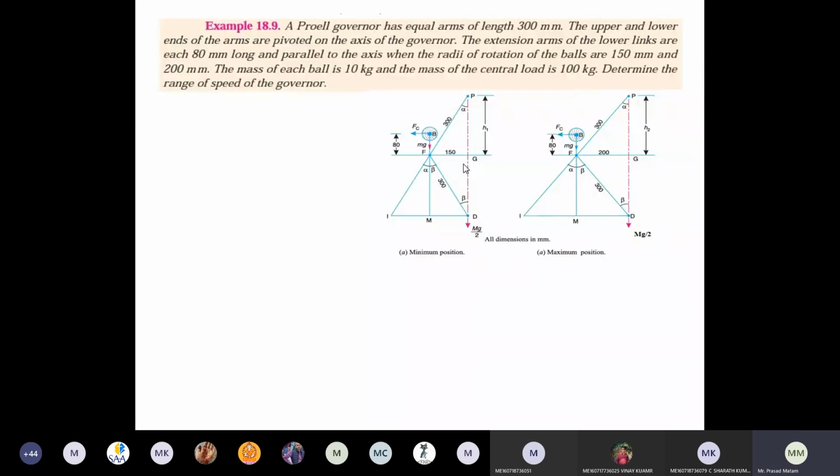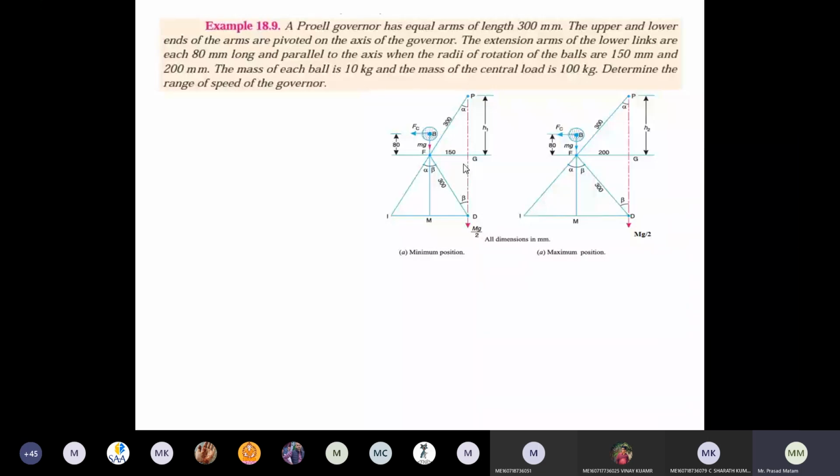A Proell governor has arms of length 300 mm. The upper and lower arms are pivoted on the axis of the governor. The extension of the arm of lower links are each 80 mm long and parallel to the axis when the radius of rotation of the balls are 150 mm and 200 mm. The mass of each ball is 10 kg and the mass of the central load is 100 kg. Determine the range of speed of the governor.